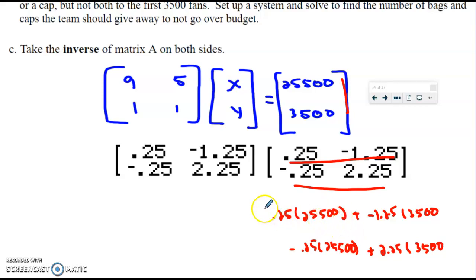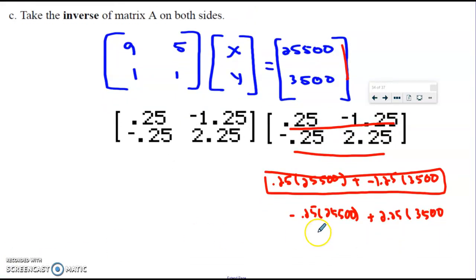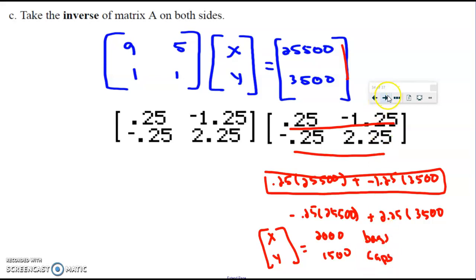And when I do that, I end up with 2,000, and then when I combine all that together, I get 1,500. So I know that x, y is going to equal 2,000, 1,500. That means that I have 2,000 bags and 1,500 caps. So let's walk through another example.